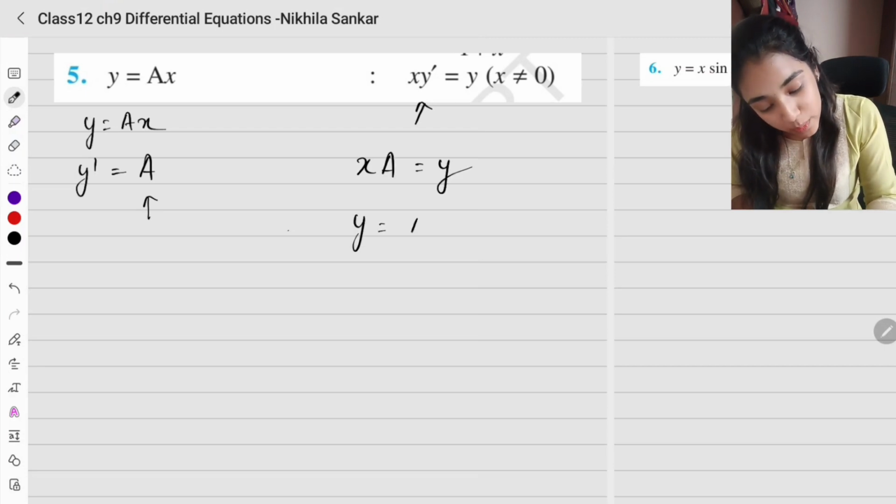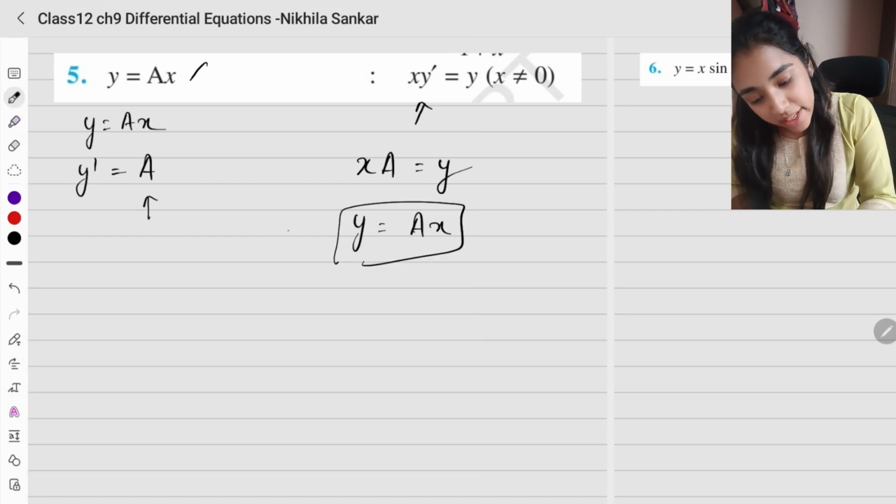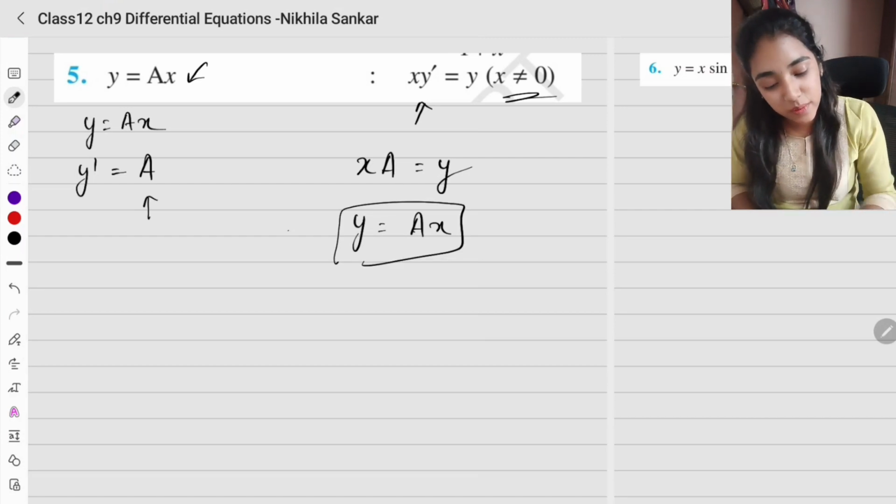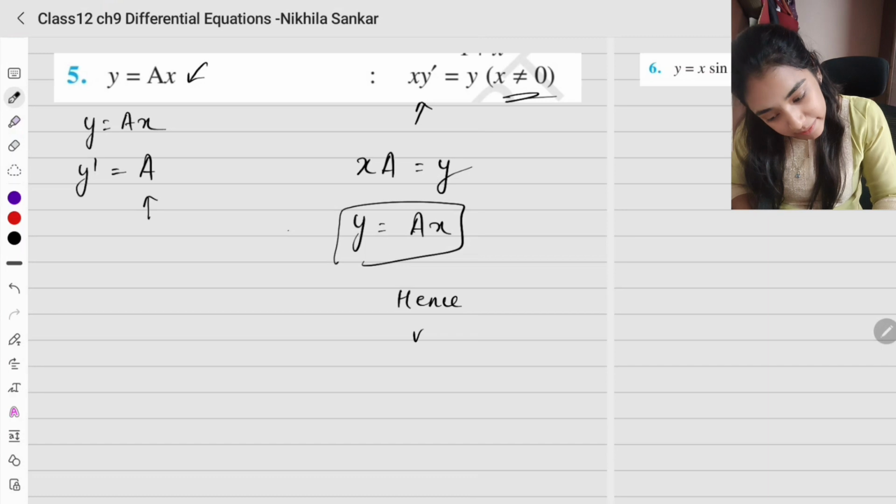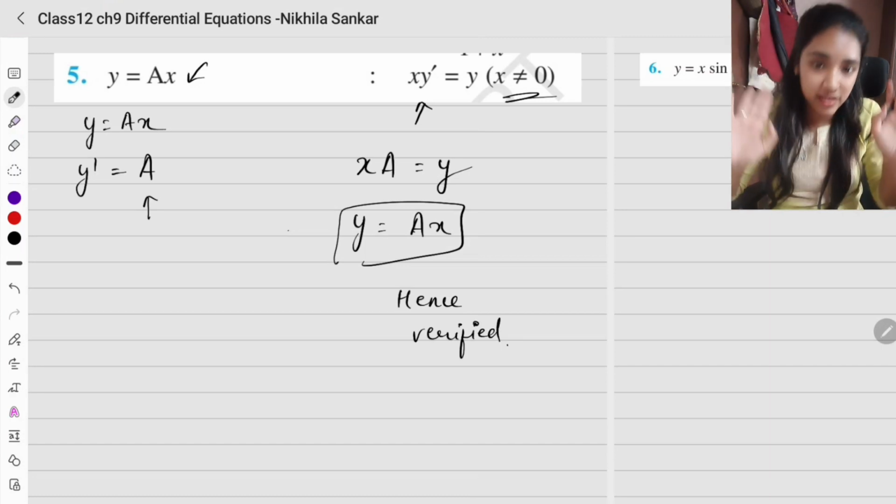I have y equals ax. Again, what I have in the question, where x is not equal to 0. Hence verified. Okay, very simple. You'll get what you want.